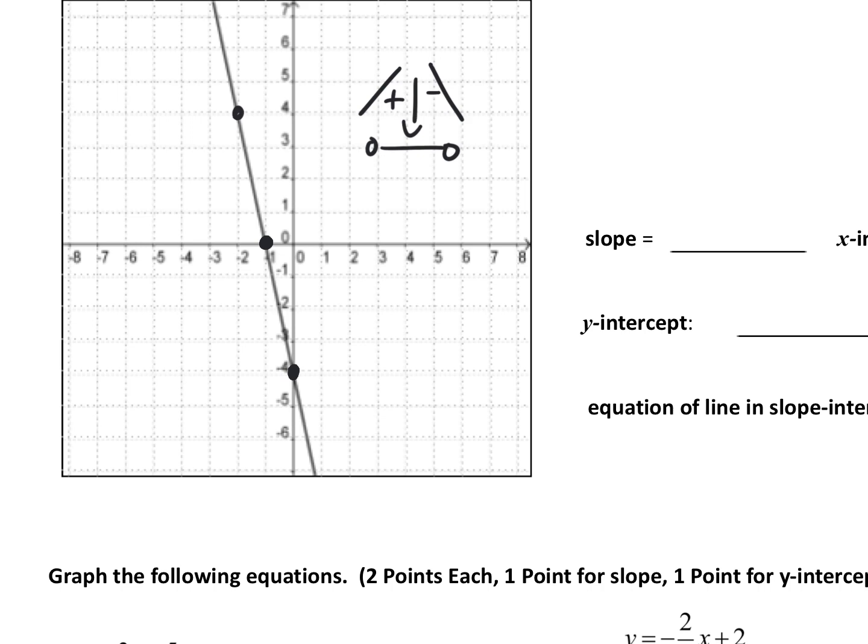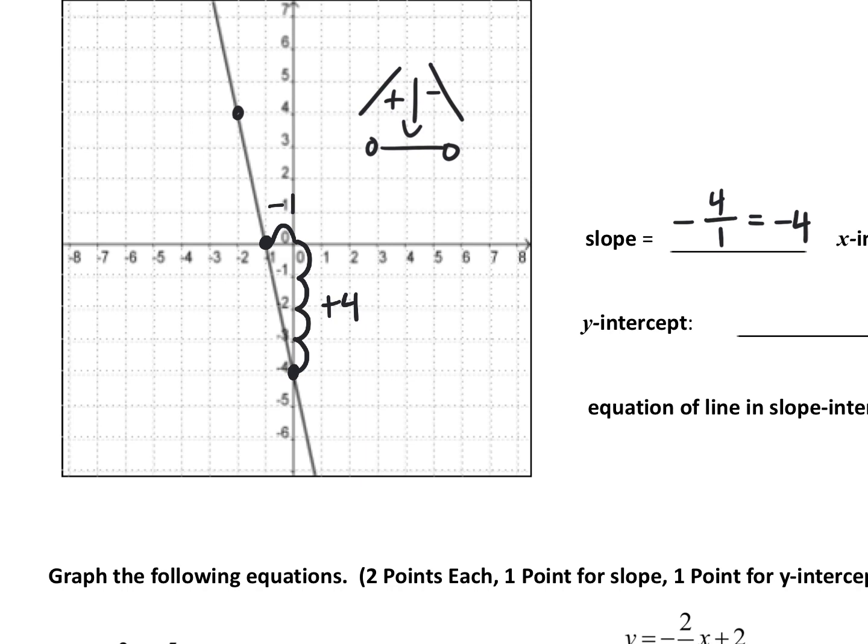So I know automatically the slope is going to be negative. And I'm going to choose 2 points to go in between. I'm going to go up 1, 2, 3, 4. So it goes up at positive 4. And then it goes left 1, negative 1. So my slope is going to be 4 over negative 1, or negative 4.